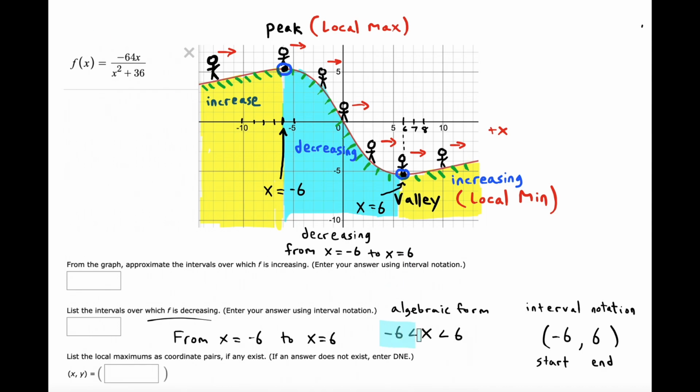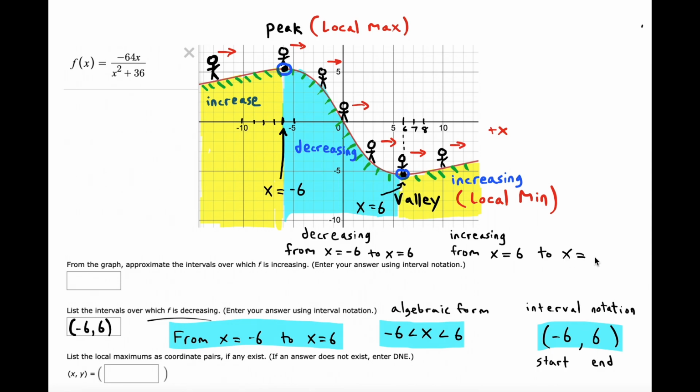So this and this and this all say the same thing. The answer that the question wants is this. Now let's give the intervals of increase. I think the easier of the two is this one on the right. So when our guy is located at the valley, he's located at an x value of 6.